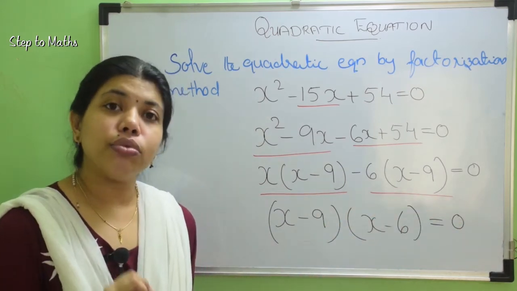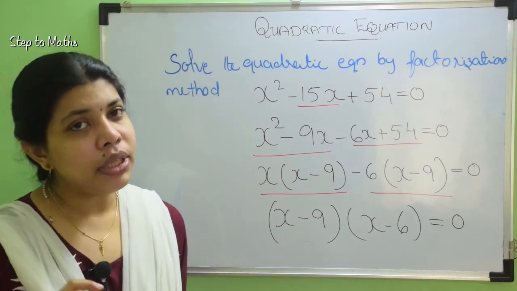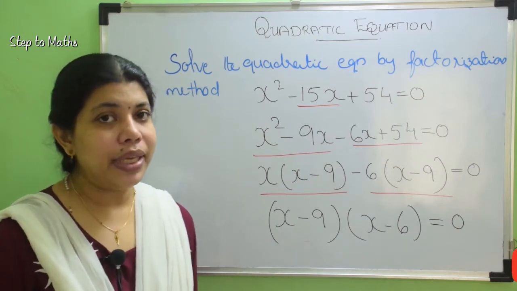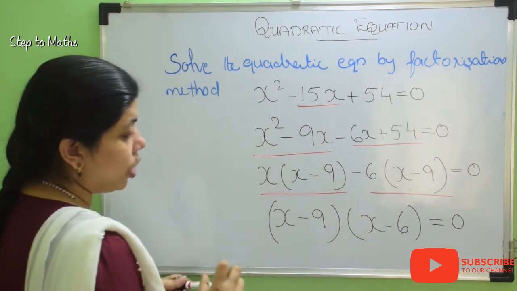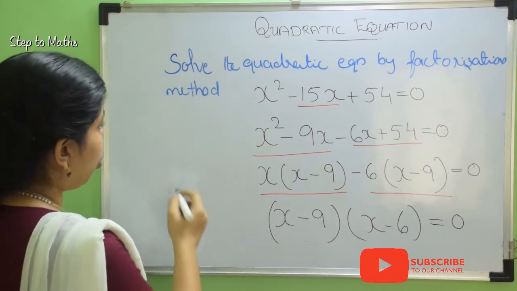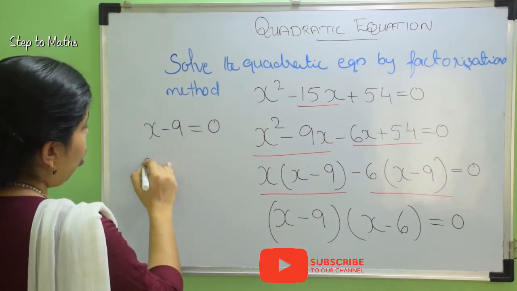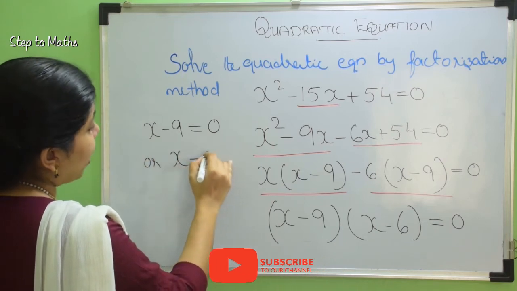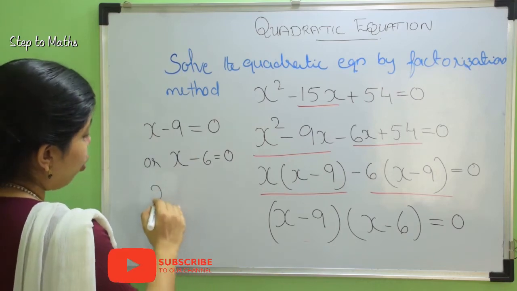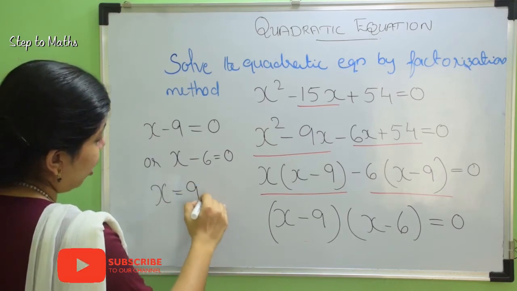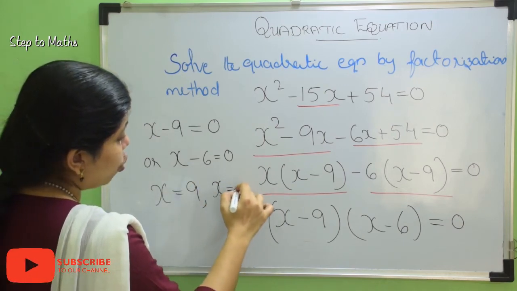The product of two terms equal to 0 means at least one of the terms is 0 or both the terms can be 0. So what is the next step? Take each term and equate to 0. That is x minus 9 is equal to 0 or x minus 6 is equal to 0. x minus 9 is equal to 0 implies the value of x is equal to 9, or x minus 6 equal to 0 implies the value of x is equal to 6.